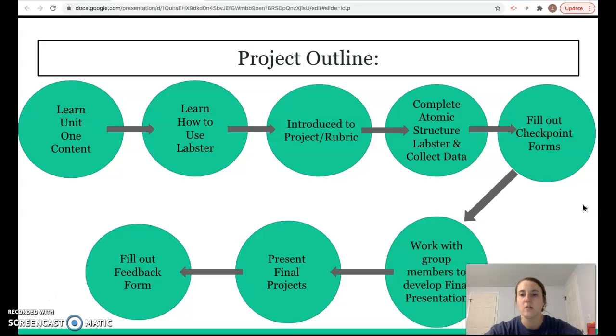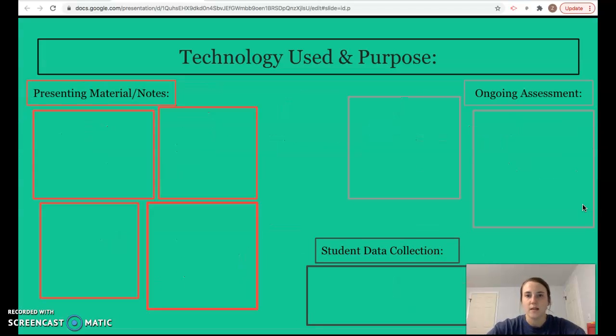Then they'll work with their groups to develop their final presentation. They get an option here for how they want to go through that, if they want to use Google Slides, if they want to use Adobe Spark, if they want to use any sort of presentation format. I don't really care. They can use YouTube, they can make a video. I'm leaving that up to them. Then they'll present their final projects, and then I have a nice feedback form for them, because this is also a study for me. I would like to continue to adjust it and make it more engaging for them and more applicable to their real world. But that's the project outline there.